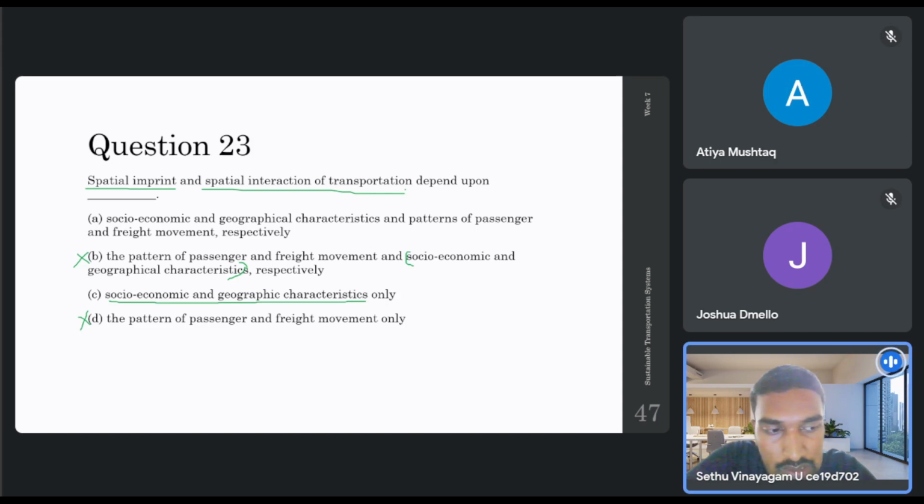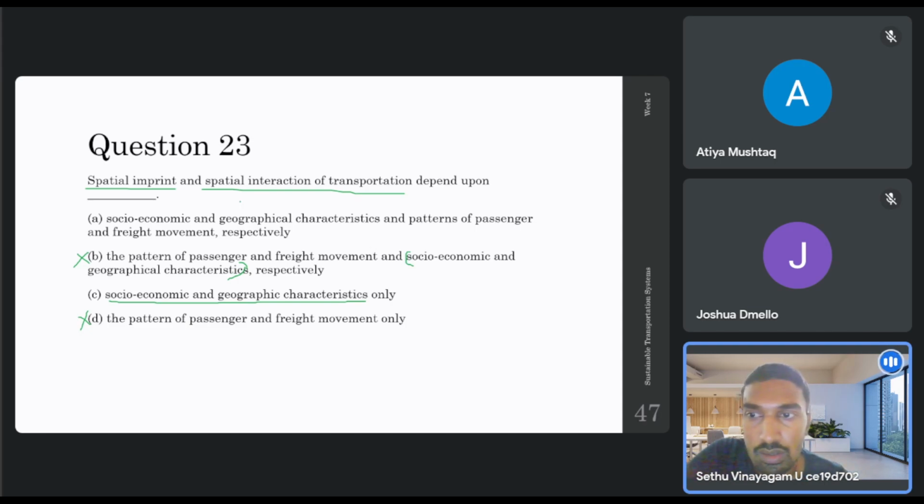So there will be work locations in particular zones, residential locations in particular zones, and then generally we'll have movement between the work and the residential locations. And on holidays we'll have movement between residential locations and shopping centers and so on. So all these different spatial interactions depend upon how the passenger and the freight movement occurs, right? So this pattern determines the spatial interaction of the different activities that take place in the region, right?